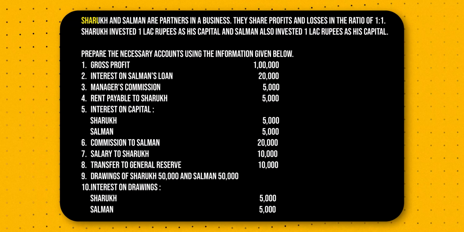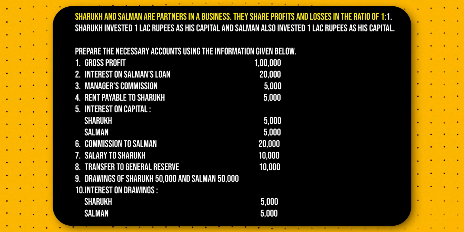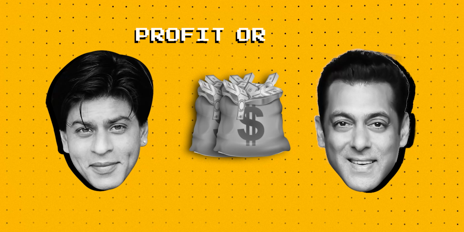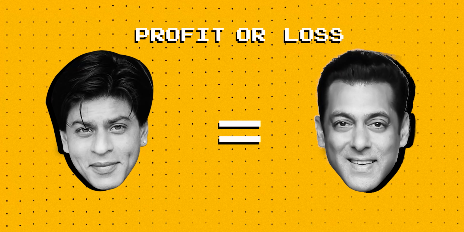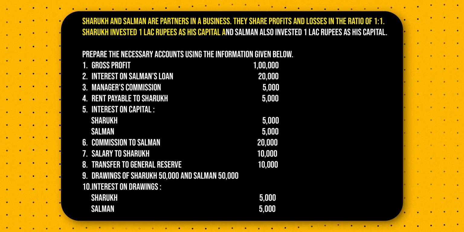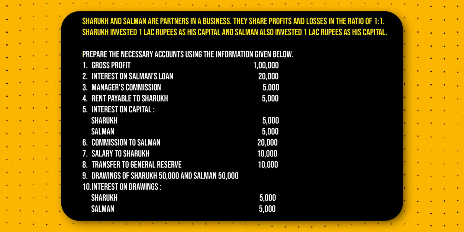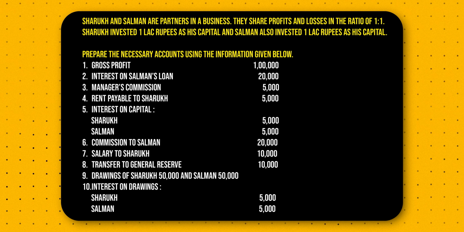Shah Rukh and Salman are partners in a business and they share profits and losses in the ratio of 1:1, which means whether the business makes profit or loss, both of them are going to share it equally. And both Shah Rukh and Salman have invested 1 lakh rupees as their capitals, and we are asked to prepare the necessary accounts using the information given.